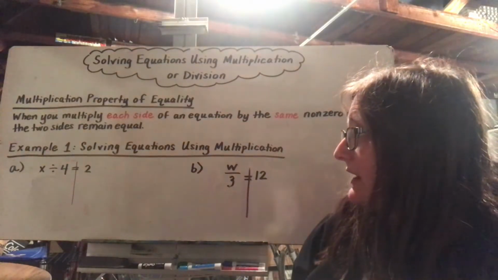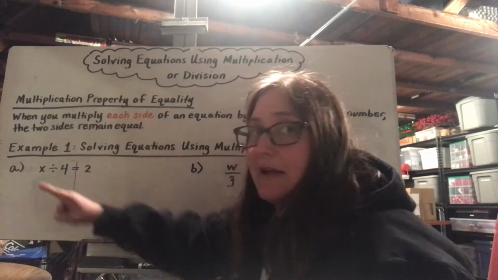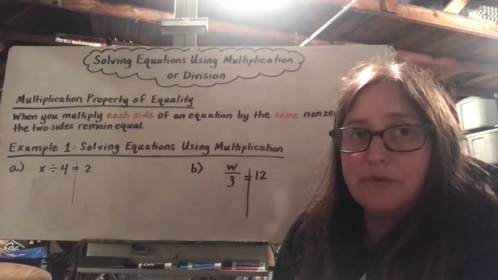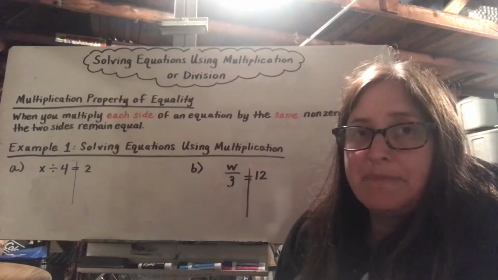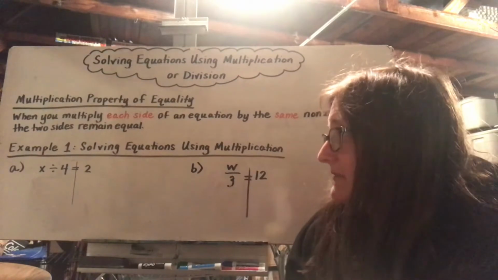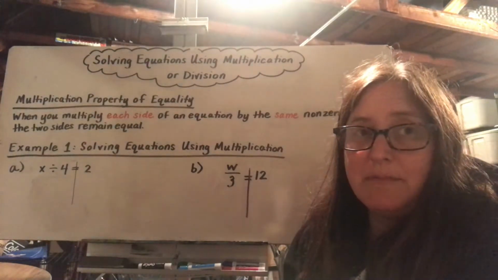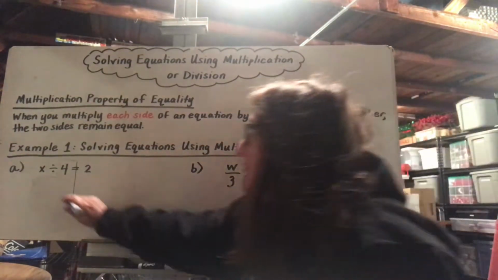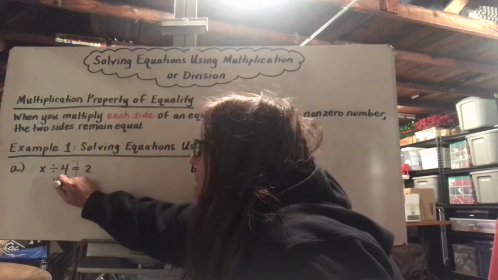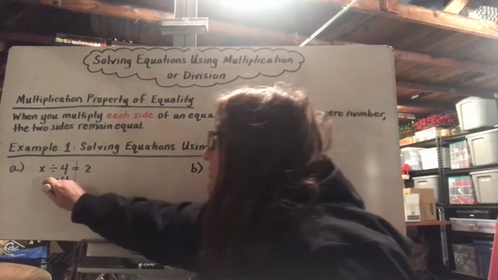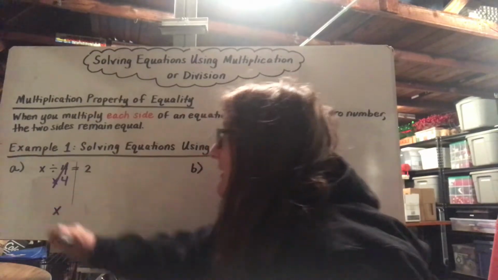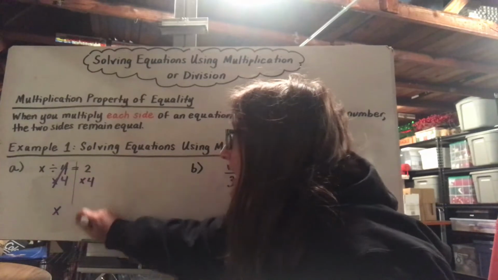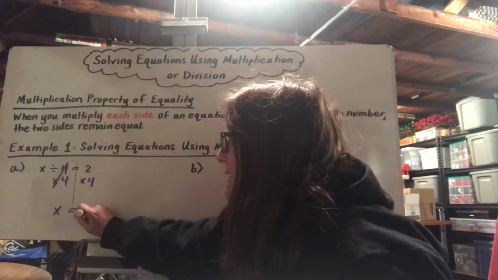So when I'm trying to find the value of my variable here, which is x, I see that x is not alone. Right now it's x divided by 4. So I need to get rid of the divided by 4. The opposite of dividing by 4 is multiplying by 4. Division and multiplication are what we call inverse operations. They undo each other. So I'm going to multiply by 4 here so that my dividing and multiplying by 4 will cancel out and I'll be left with x. I can do that as long as I also multiply this side of the equation by 4. And 2 times 4 is going to give us 8.